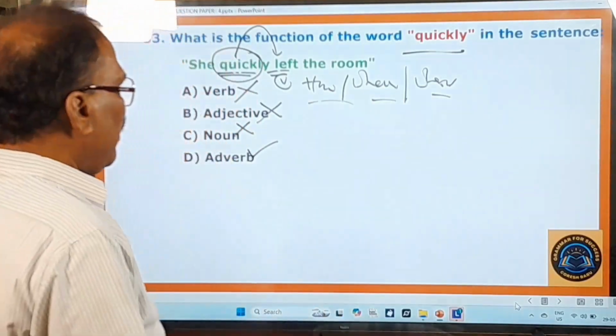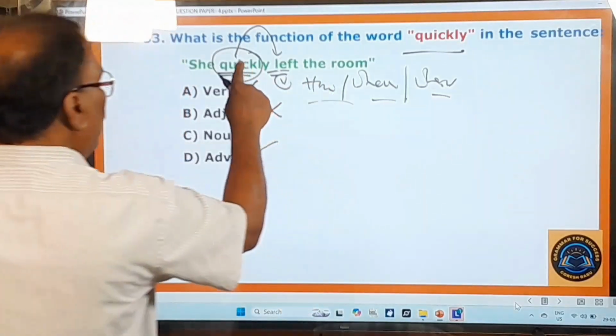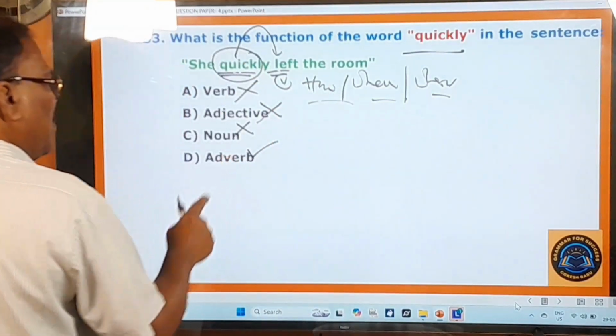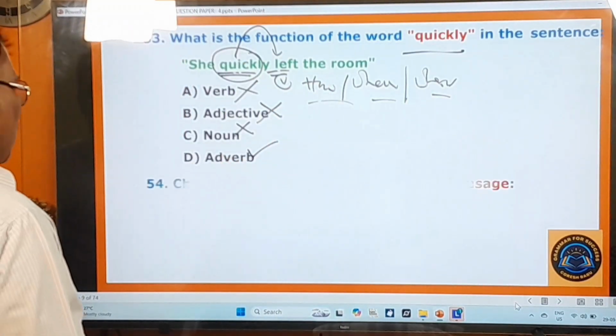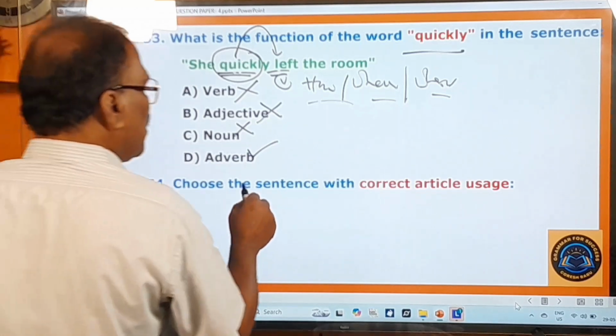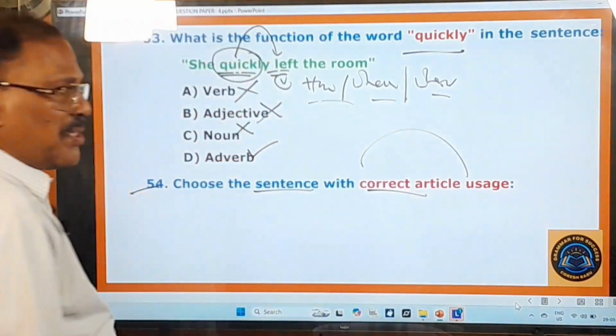So that's that. Therefore quickly is an adverb and therefore this is your answer. And now you move on to the next question. 54th question. Choose the sentence with the correct article usage.